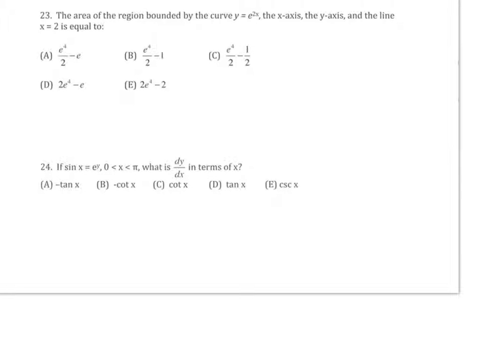23. The area of the region bounded by the curve y equals e to the 2x, the x-axis, the y-axis, and the line x equals 2 is equal to. You just have to have a sense of what that curve looks like. Y equals e to the 2x, exponential growth of some sort, with the x-axis, y-axis, and x equals 2. You're trying to figure out that area. That is just an integral.